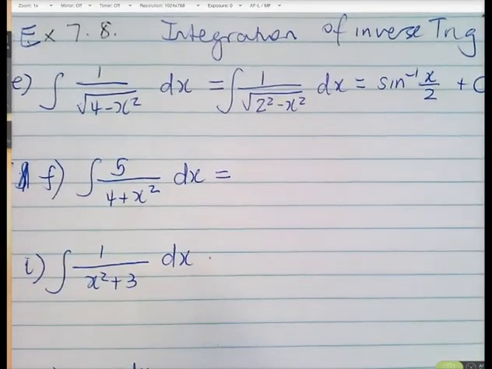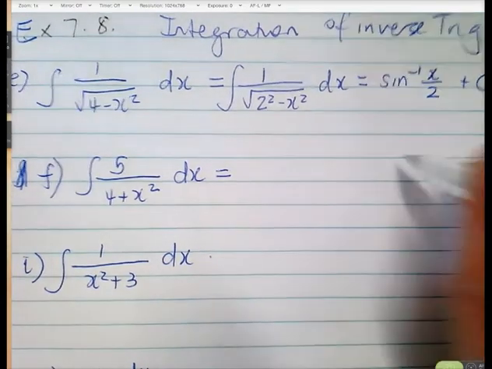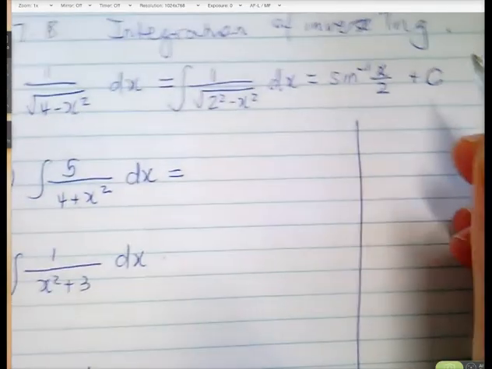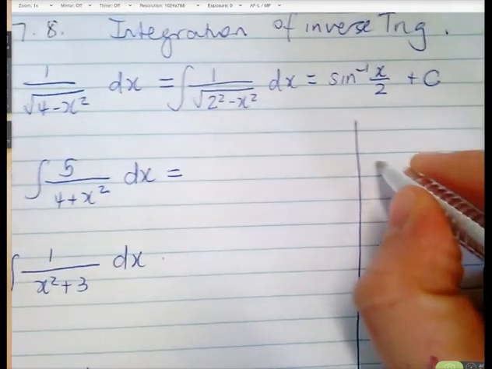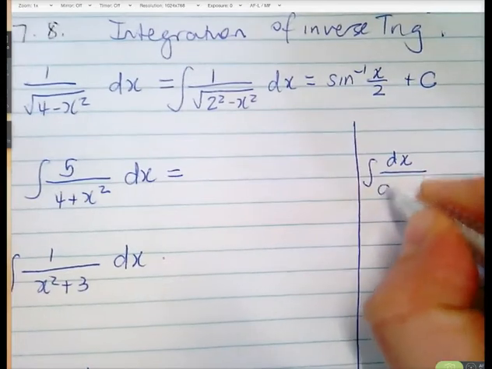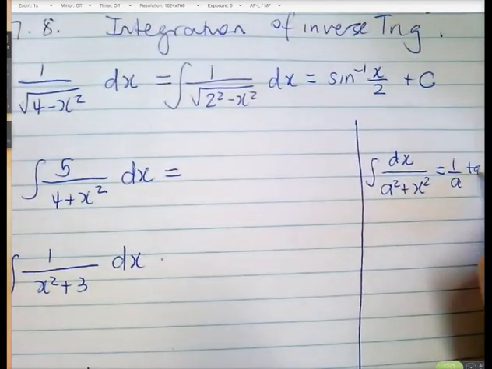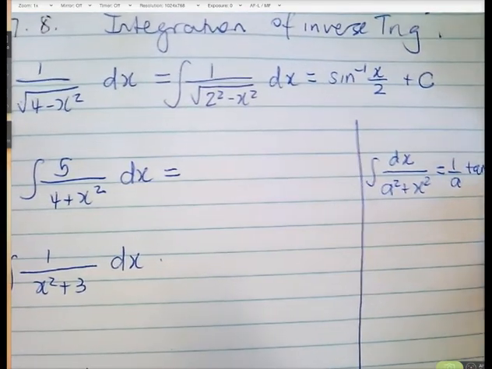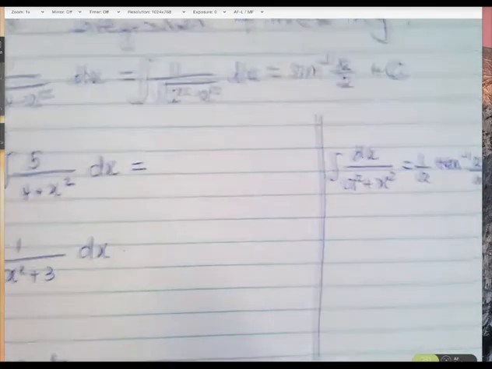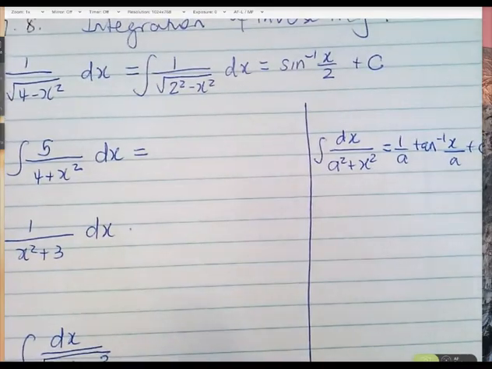Girls, just be really, really careful with this. Having a look at this one, I'm going to write down what the rule here is on your formula sheet. I'm going to put it over here. And the rule on the formula sheet states that the integral of dx over a squared plus x squared is 1 on a inverse tan of x on a plus c. Okay, girls, look at both of those and compare them. What do you think we should do? Yeah, we can take the 5 out.